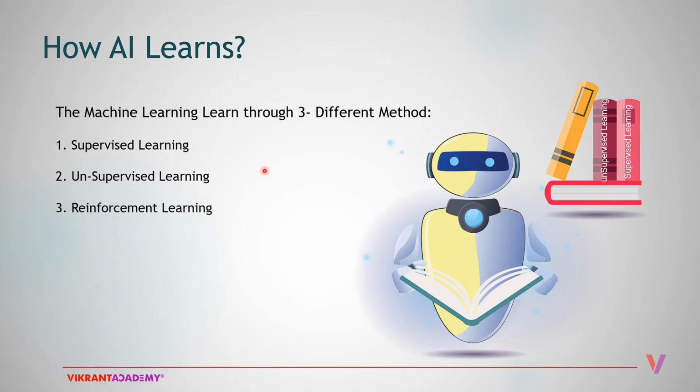Now, how does AI learn? There are three ways AI learns. Number one is supervised learning, then unsupervised learning, and finally reinforcement learning. We'll talk about this in detail, and let's start with supervised learning.